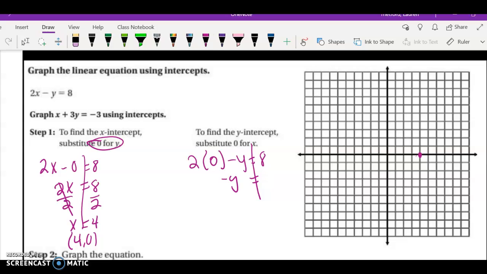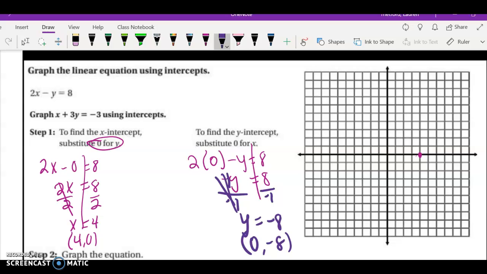Whoa. Remember, there's a 1 in front of that y. So I'm multiplying negative 1 times y, so I need to divide by negative 1 on both sides. And these cancel, and I have y equals negative 8. So my point is (0, -8) for my y-intercept.